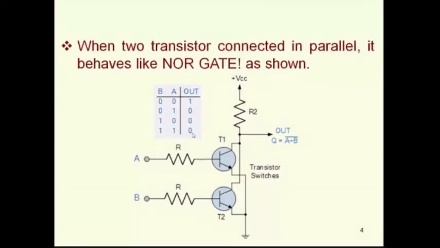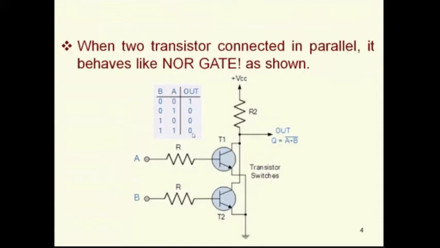When the two transistors are connected in series, it behaves like a NAND gate. Hence, NAND and NOR gates are called universal gates. Fantastic, right? This is what you have learned in digital electronics. So while learning digital electronics, we have discussed that NAND and NOR are the universal gates.